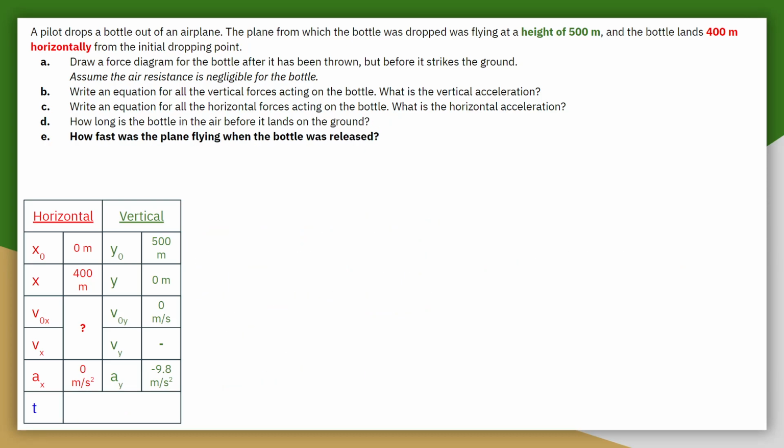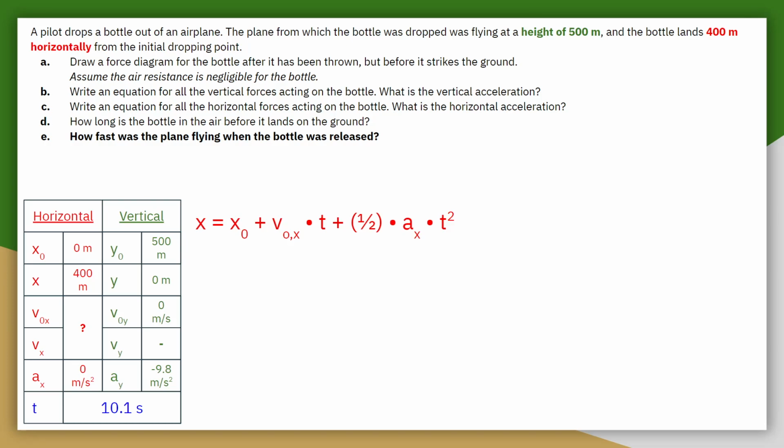Now, to finally answer part E, how fast was the plane flying when the bottle was released? We are making the assumption that the plane is flying perfectly horizontally. So we know the plane's vertical velocity would be 0. So we need to solve for the plane's horizontal velocity. Now we know that the plane's horizontal velocity should be the same as the bottle's initial horizontal velocity. So we are going to solve for that using the time that we calculated in the previous part.